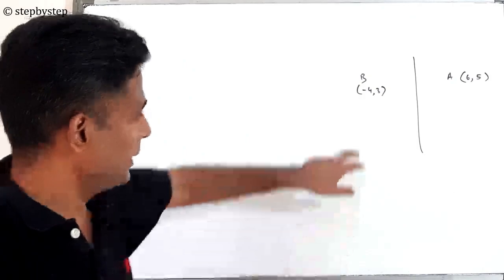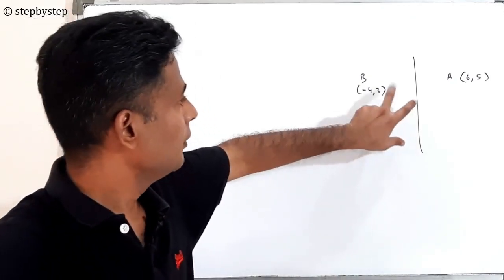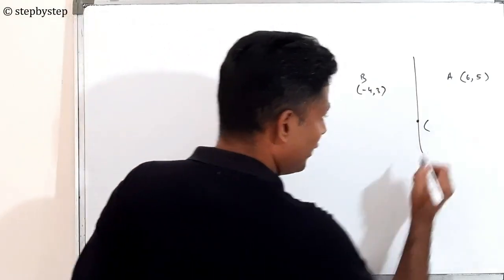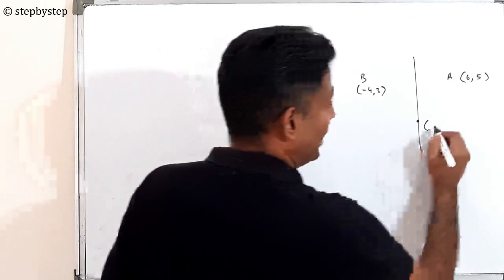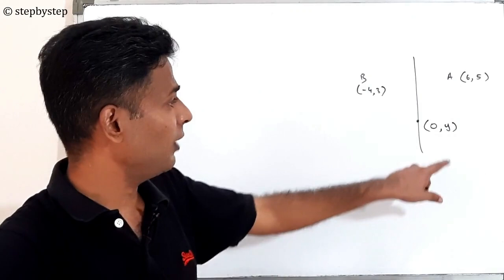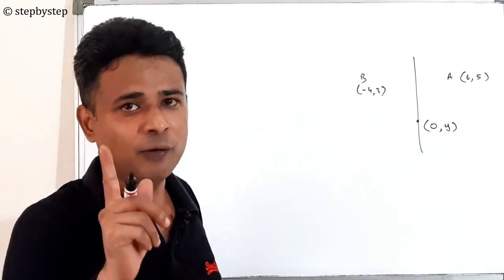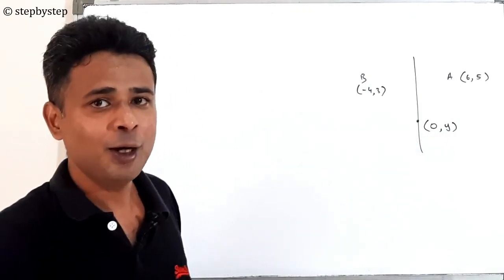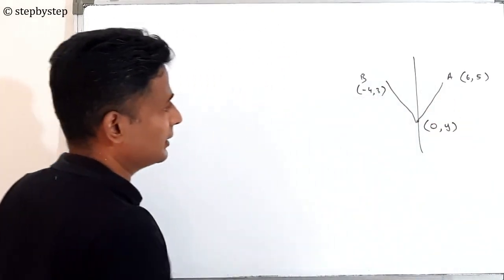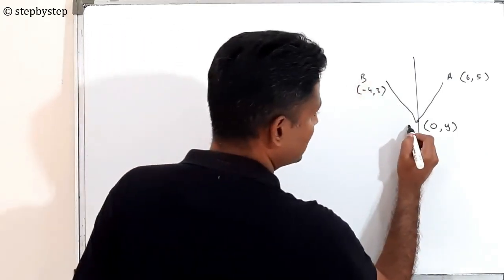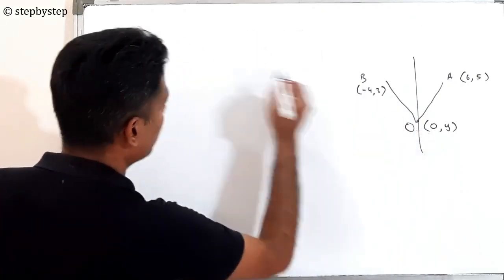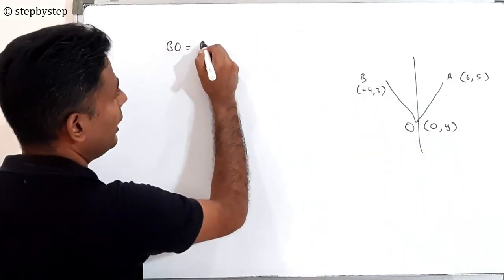Now the next question, guys, they have asked you to find a point on y-axis which is equidistant from A and B. So let's say this is the point. What will any point on y-axis be? The value of x coordinate will always be 0. So any point on y-axis can be written as (0, y), which means we have only one unknown, which means we need only one equation. So now this distance is equal to this distance. So let's say this point is O.